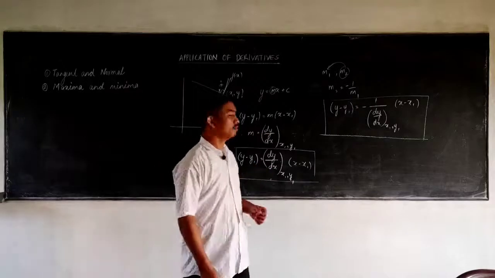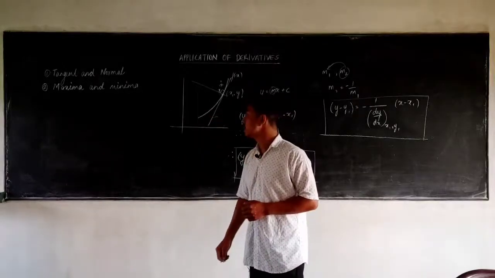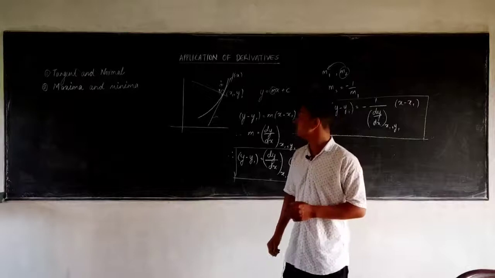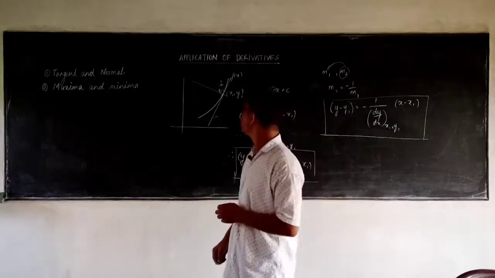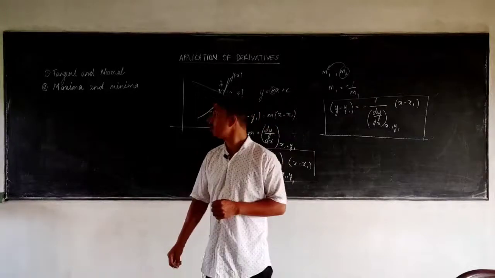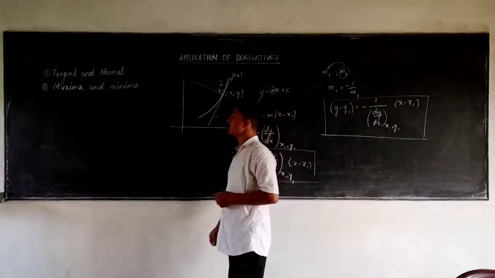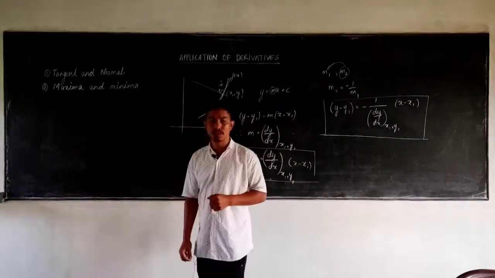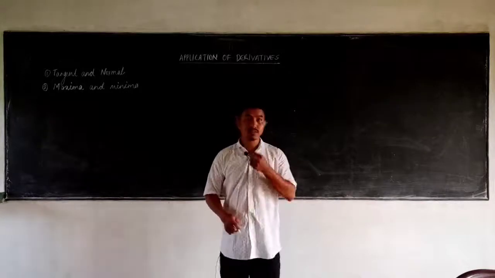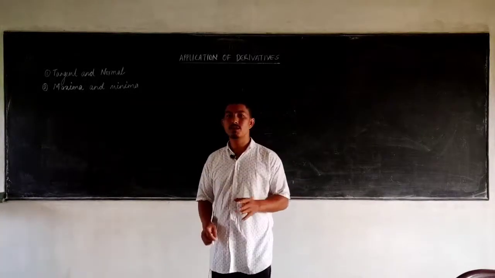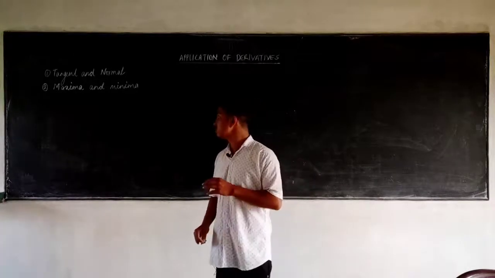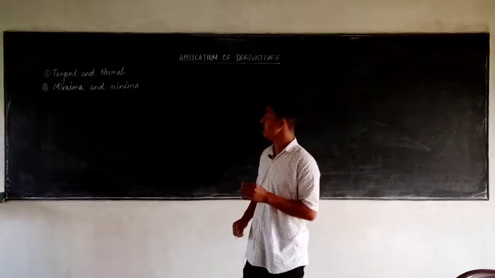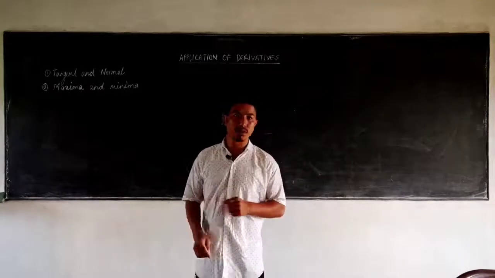We will be solving a few questions on how to find the equation of the tangent and the normal of a given curve or a given function using the derivative. Now we will be discussing the second topic, that is maxima and minima. First, let us try to understand practically what maxima and minima are. The maxima is the maximum value and the minima is the minimum value.